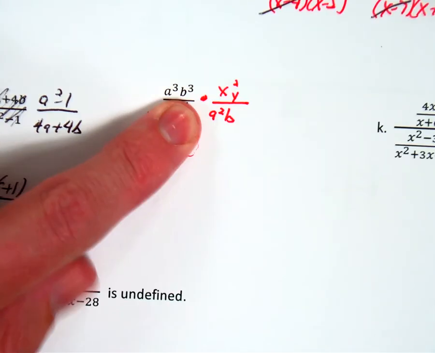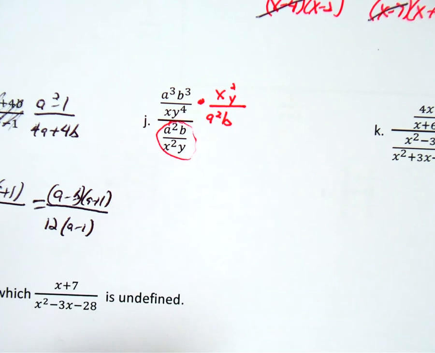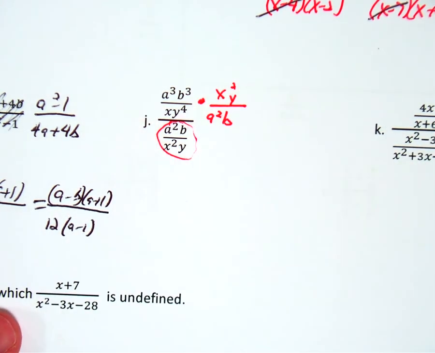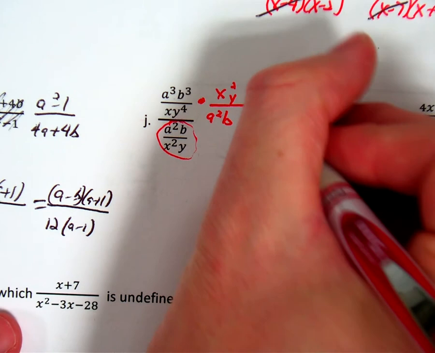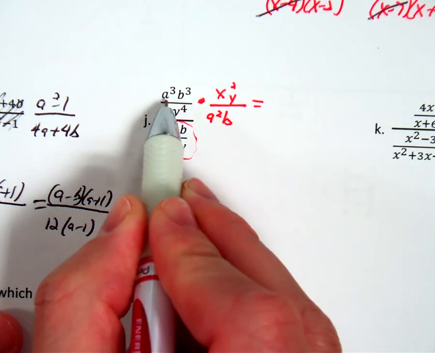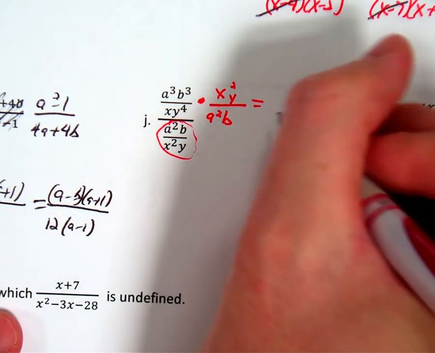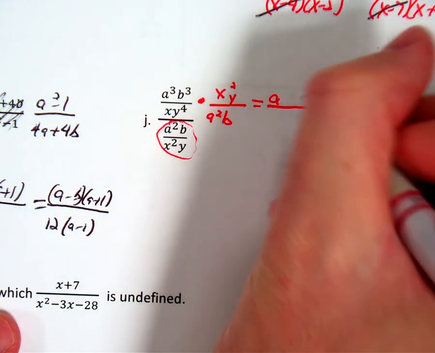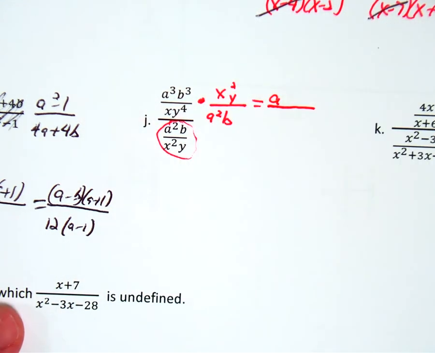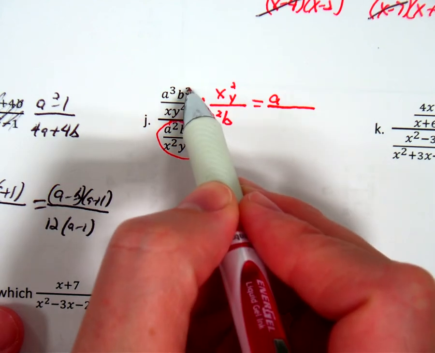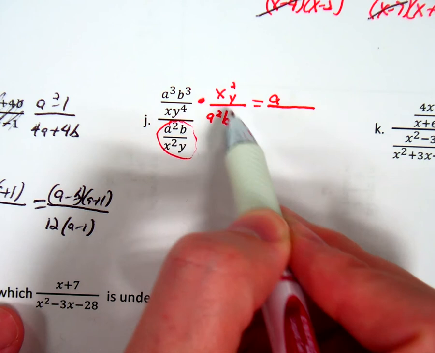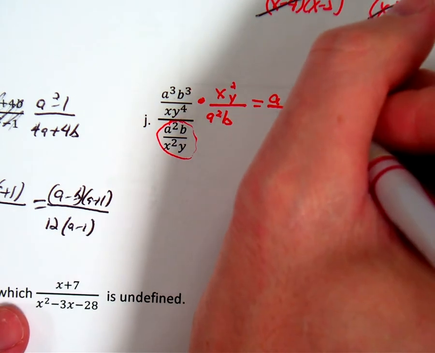Okay, good. There it is. I couldn't see it up on the screen. Okay. So change it to multiplication by the reciprocal. All right. We got a to the third on the top, a squared on the bottom. Top side wins. 3 minus 2 is a to the first on top. B to the third on top. B to the first on the bottom. Top side wins again. 3 minus 1 is b squared on top.